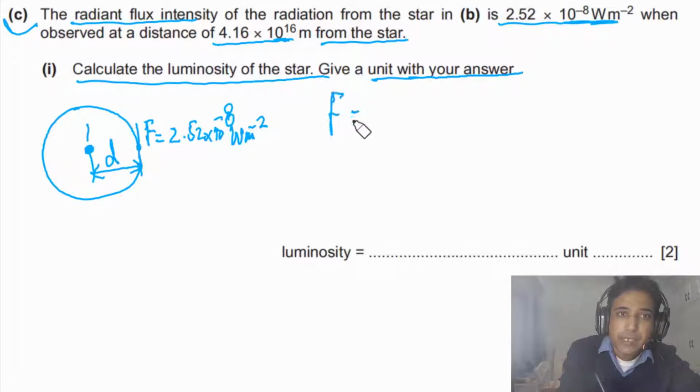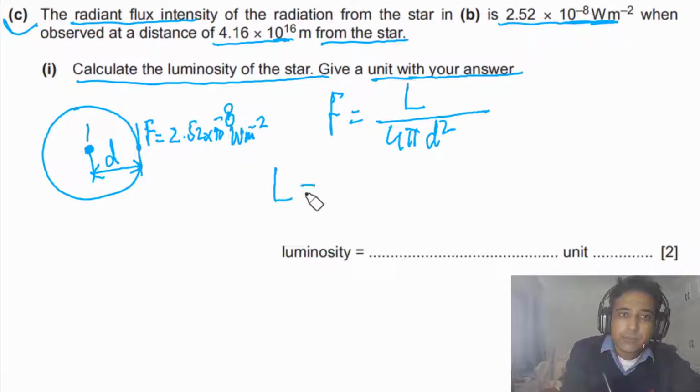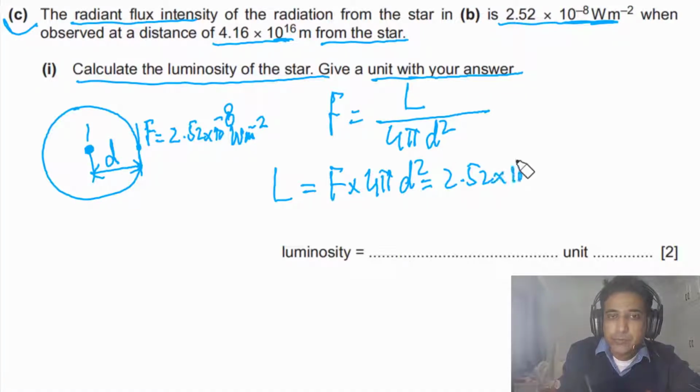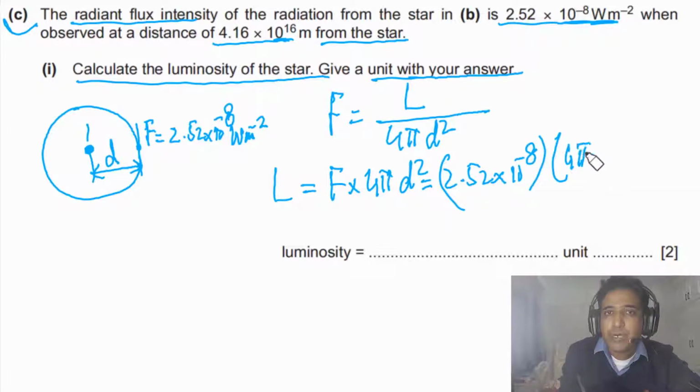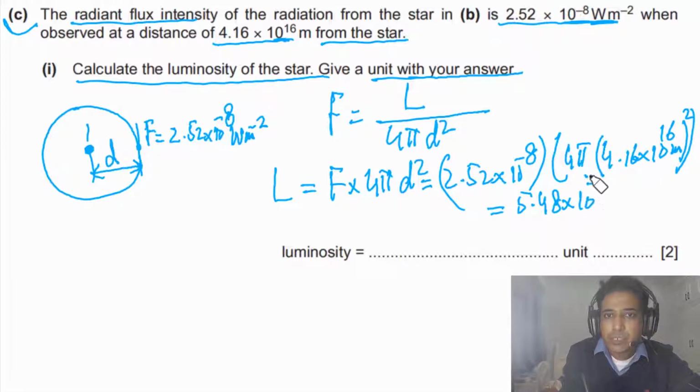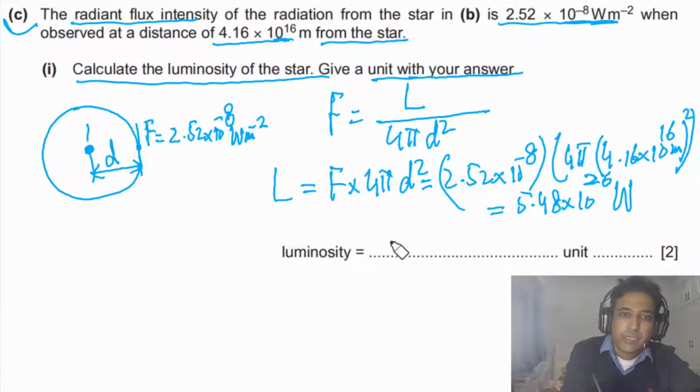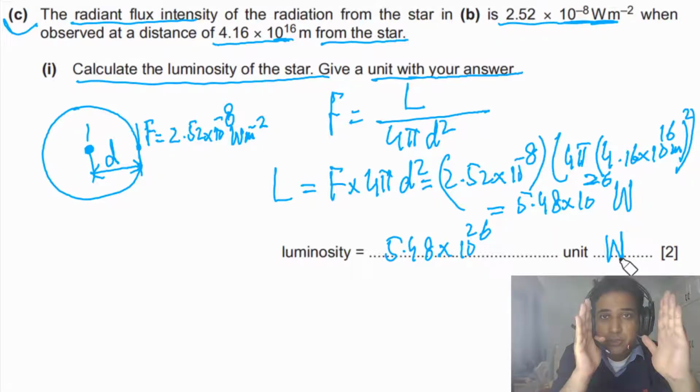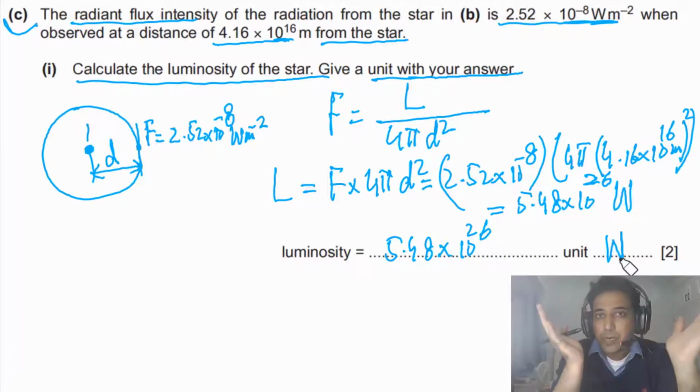For that purpose, simply we can say F is equal to the luminosity of the star divided by 4 pi d squared. We need to find L, so we can write L is equal to F times 4 pi d squared. Now we plug in the values: F is 2.52 times 10 to the minus 8, multiplied by 4 pi times d squared, where d is 4.16 times 10 to the 16 meters, squared. If we solve, we get L equal to 5.48 times 10 to the 26 watts. This is our final answer, and the unit is watt, because luminosity is the power emitted by the star, and the unit of power is watt.